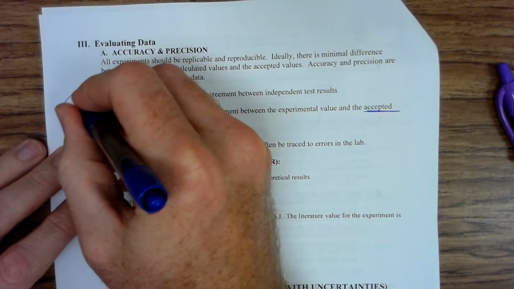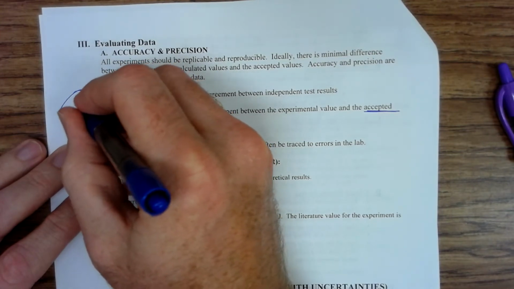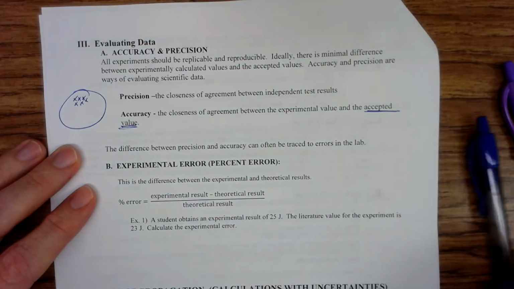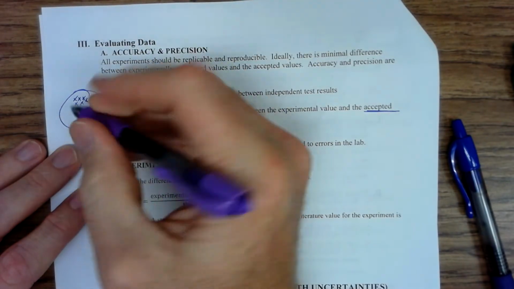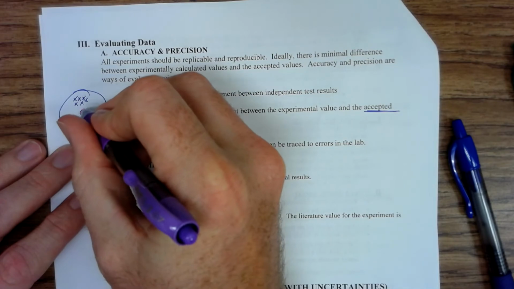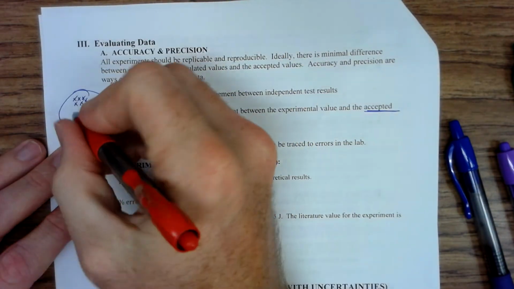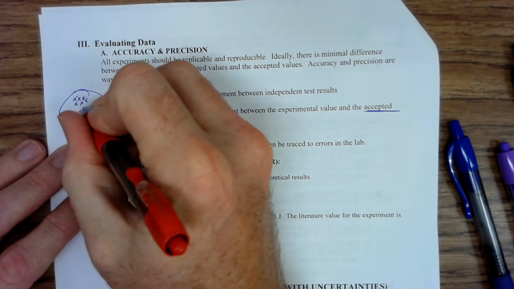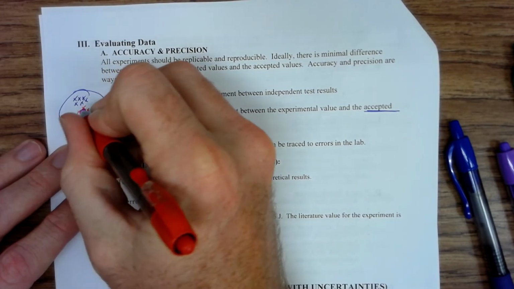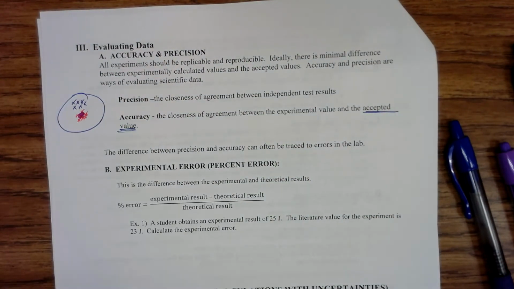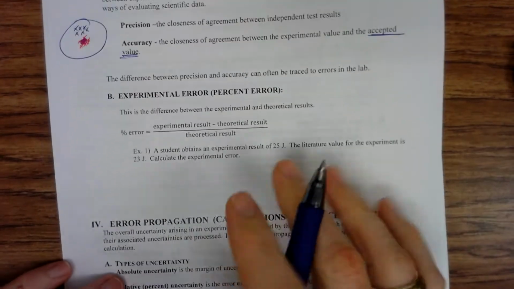You can use the dartboard, and if they're all close together, right here, then they are precise. But let's see, here's our bullseye, right? But if they are on top of the bullseye, then they are accurate. And these would be also considered precise, okay, because they're so close together.